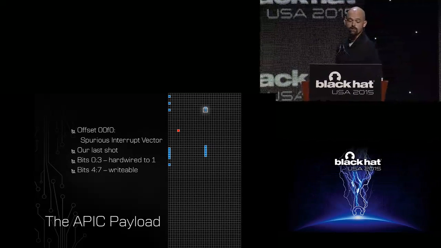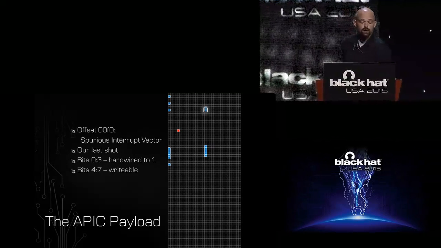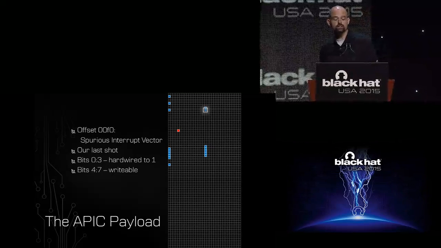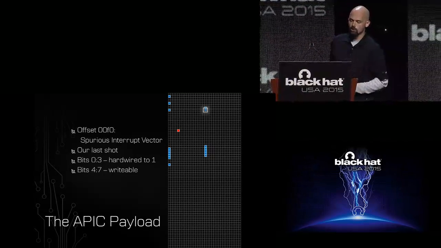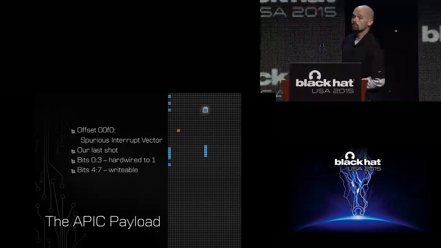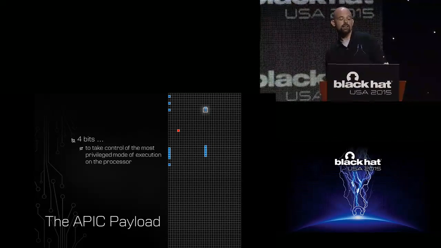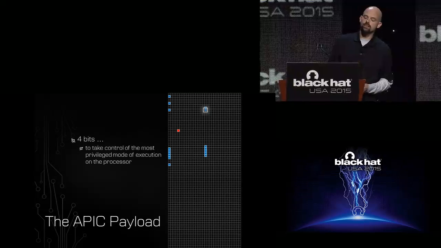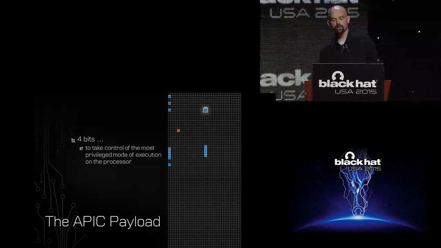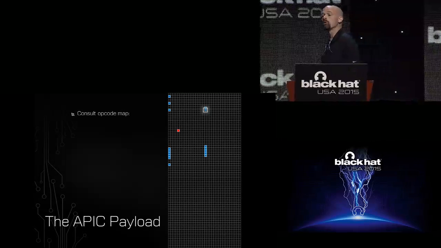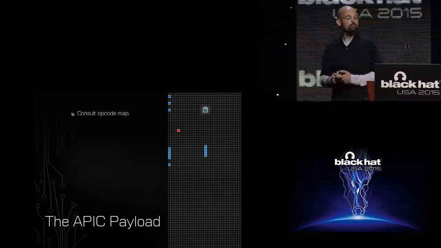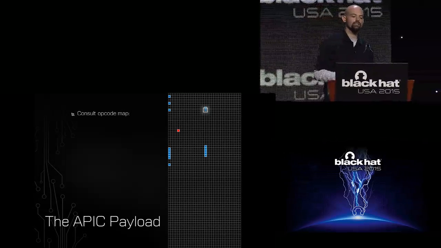That's the spurious interrupt vector register inside of the APIC. If you look up the documentation on this, it'll tell you that the low nibble, bits 0 through 3, are hardwired to 1. The high nibble is actually writable. That means if we're trying to pick an instruction to place into that register, it's got to end in Fs. That gives us 4 bits left to try to take control of the most privileged mode of execution on the processor. So we need to figure out what instruction could we possibly put into the spurious interrupt vector to make this thing do something useful before the system crashes.